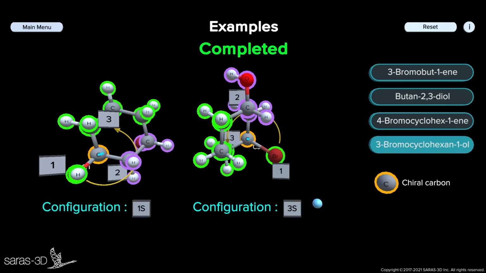3-bromocyclohexan-1-ol. In this video, we learned about the CIP rules to assign the priorities to the groups bonded to the chiral center, and we learned about assigning the configurations to the chiral centers.